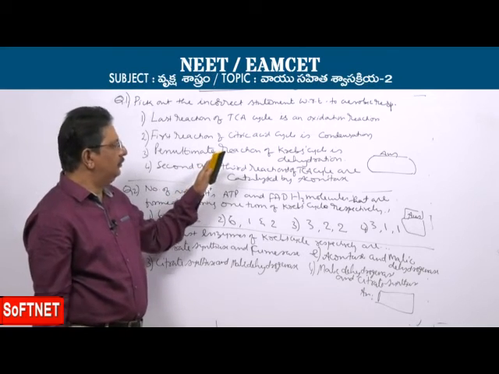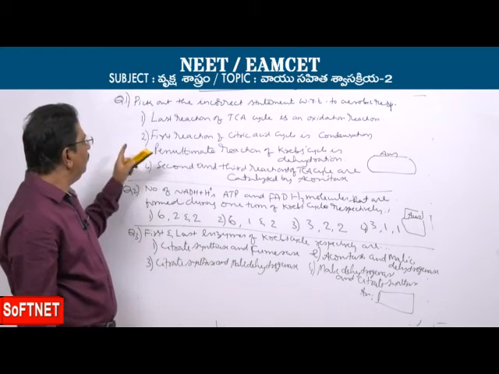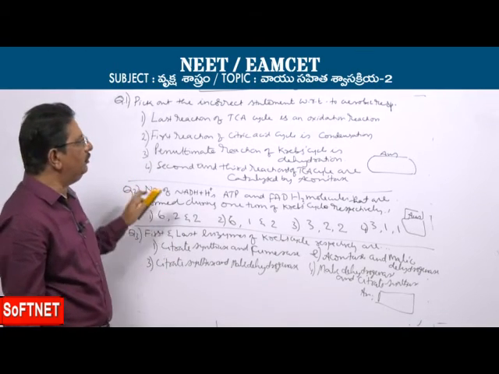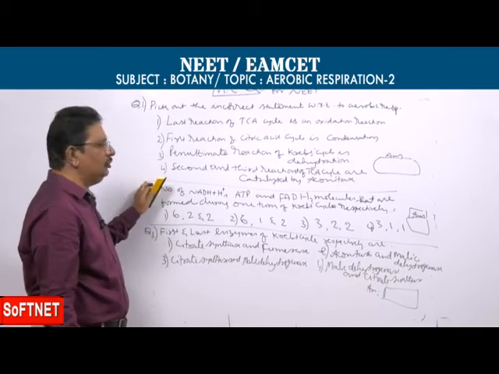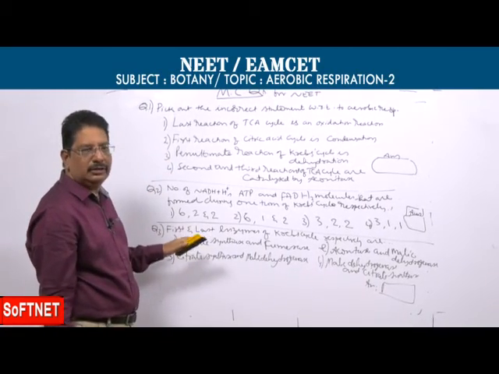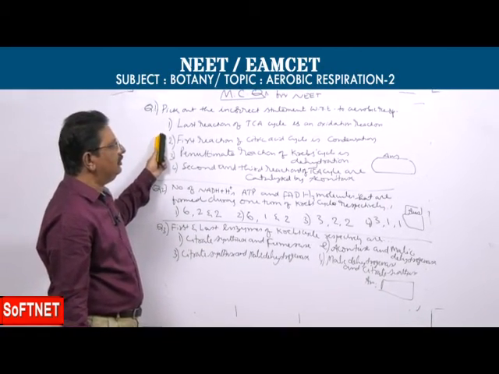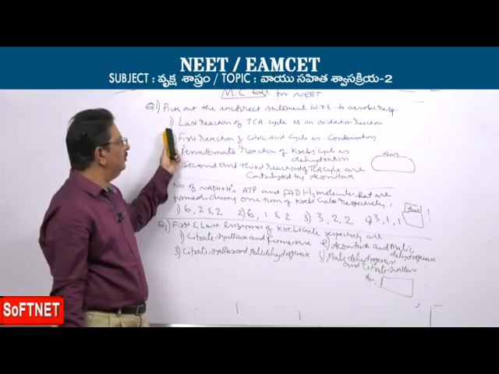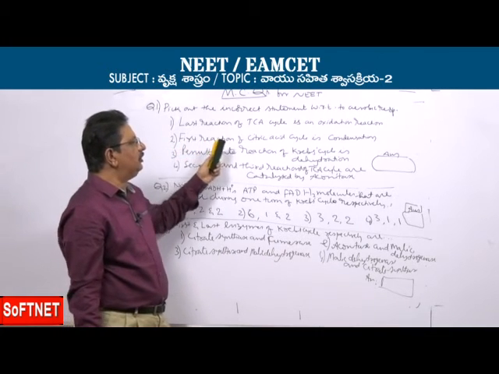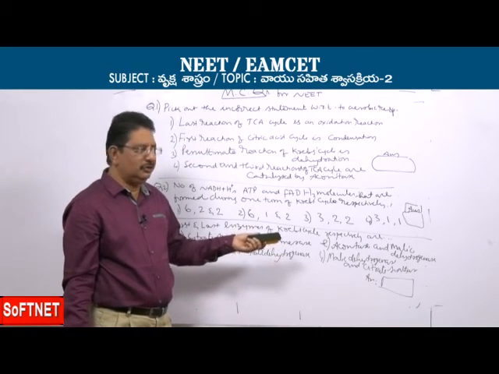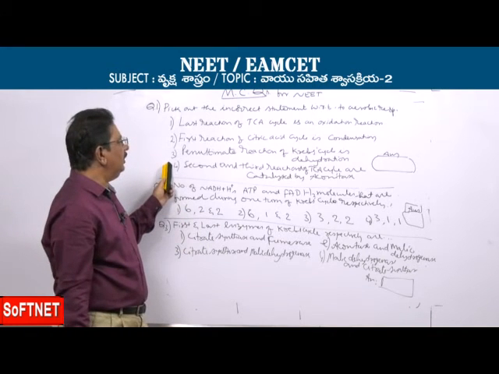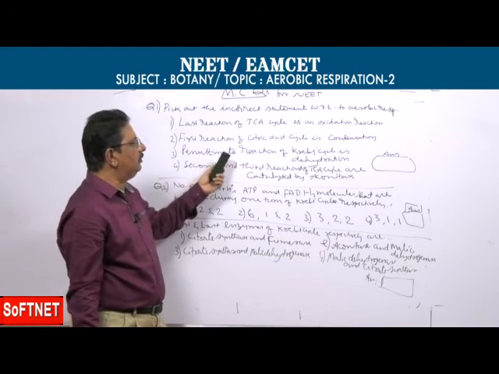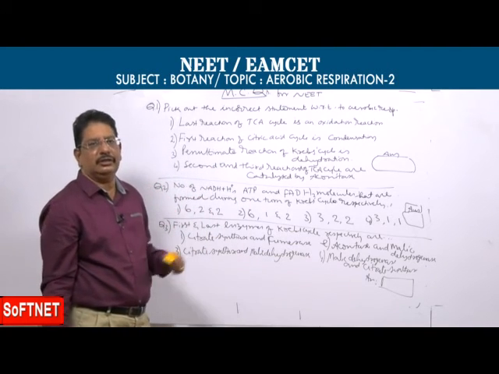So, in terms of the NEET, so first question, read it. Pick out the incorrect statement with reference to aerobic respiration. I have given 4 statements. Identify the incorrect, that means wrong. So, last reaction of TCA cycle is an oxidation reaction. Certainly, yes. First reaction of citric acid cycle is a condensation. This is also true. And third reaction, penultimate. Penultimate means last but one. The last but one reaction of Krebs cycle is a dehydration.